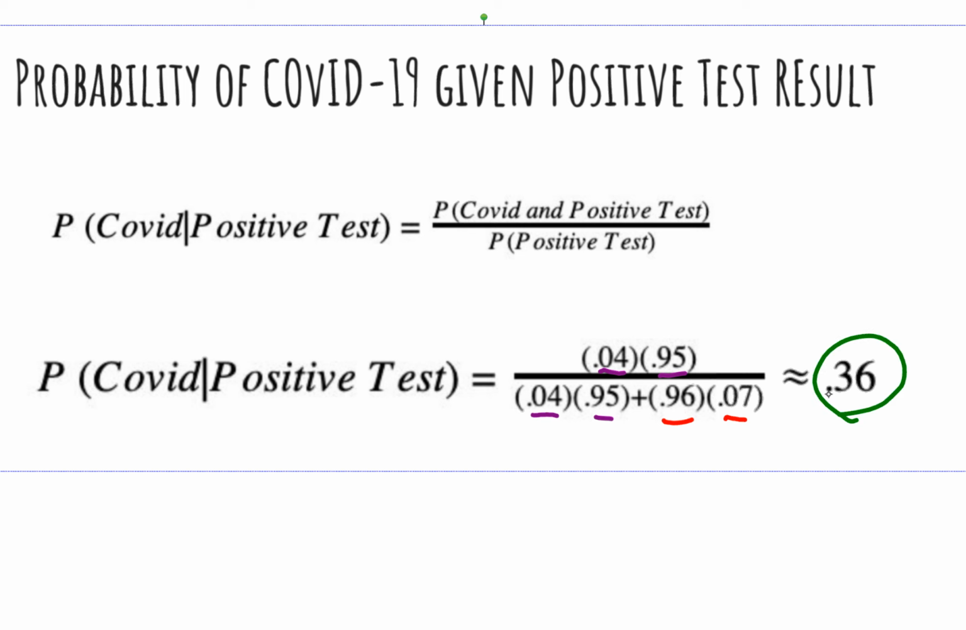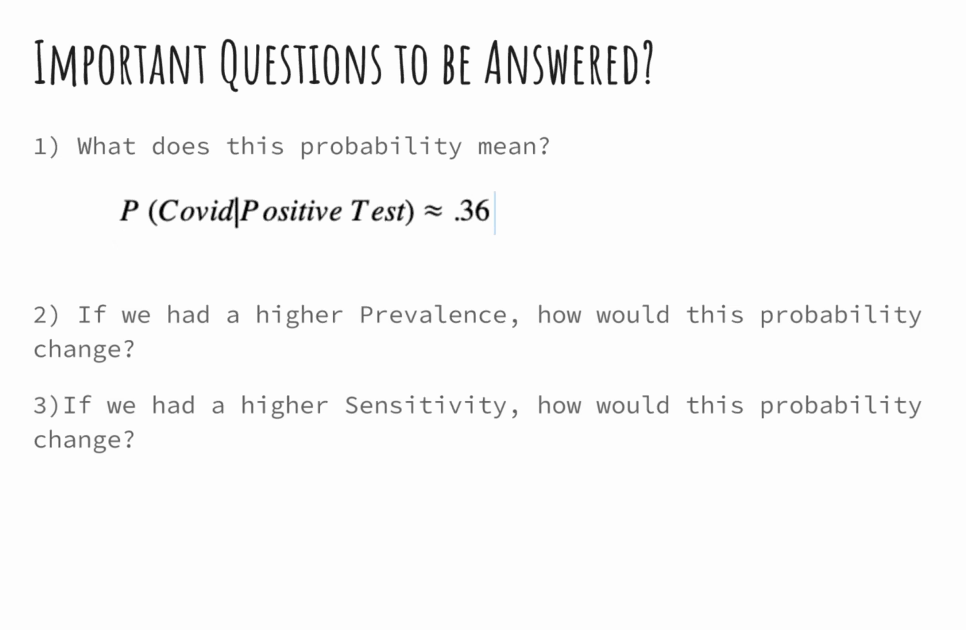And this is where, as a teacher, you want to take some time and let the students try and figure out what that number really means. That is a pretty interesting number. So that's something we care about. What does that number really tell us about this test? So what it ultimately means is that if you test positively for COVID, there's only a 36% chance that you actually have it. That's pretty amazing, actually, when you think about it.